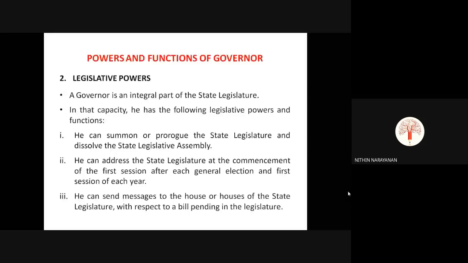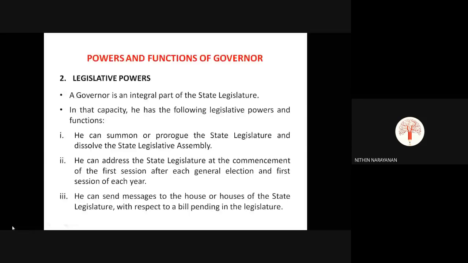ഈ പറയുന്ന സ്റ്റേറ്റ് ലെജിസ്ലേറ്റീവ് അസംബ്ലി സ്റ്റാർട്ട് ചെയ്യാം, അതിന്റെ സ്റ്റാർട്ടിങ്ങിന് വേണ്ട കാര്യങ്ങൾ നിർദ്ദേശിക്കുക, അതിനെ നീട്ടിവെക്കാനുള്ള അധികാരം, അല്ലെങ്കിൽ അതിനെ കംപ്ലീറ്റ് ആയിട്ട് പിരിച്ചുവിടാനുള്ള അധികാരം. സോ ഗവർണർ ഈസ് ഹാവിംഗ് ഓൾ ദീസ് പവേഴ്സ്. Then he can address the state legislature at the commencement of the first session after each general election and the first session of the year.